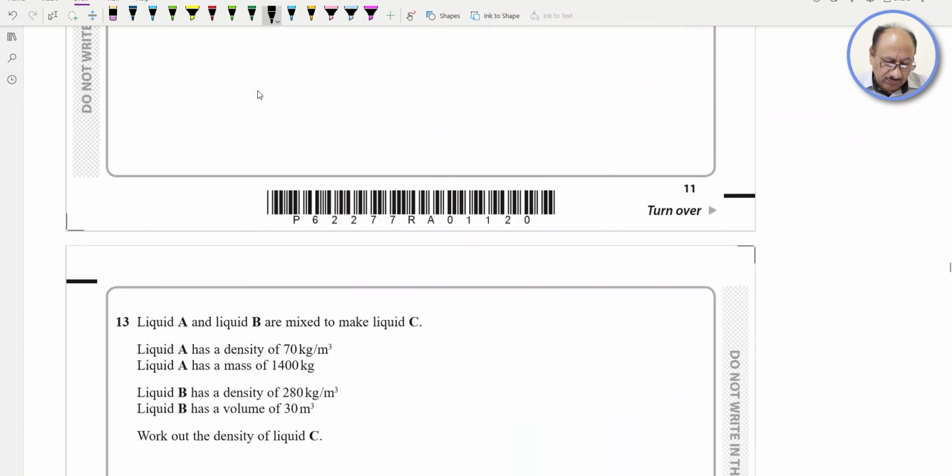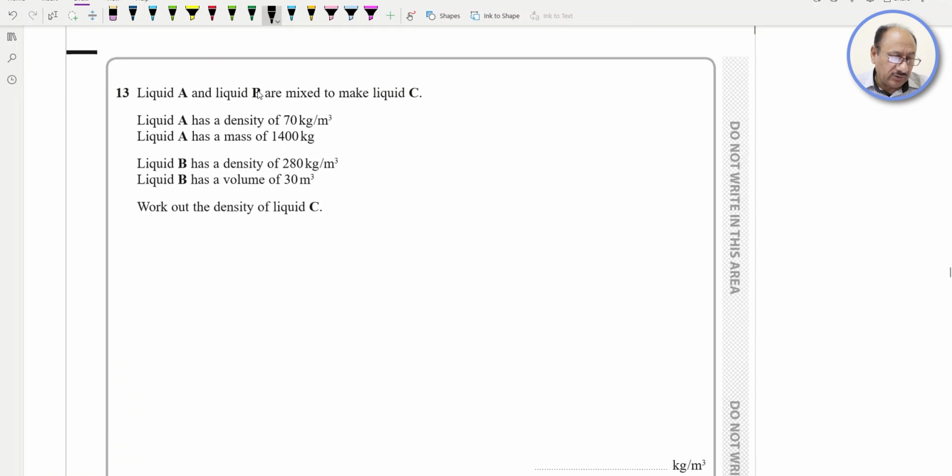Now with this question done, we can move to question number 13. And question number 13 is, there are A, B, C. Basically, these are liquids. A and B are mixed to make liquid C. Liquid A has a density of this and a mass of this. Liquid B has a density of this and a volume of this. So work out the density of liquid C.